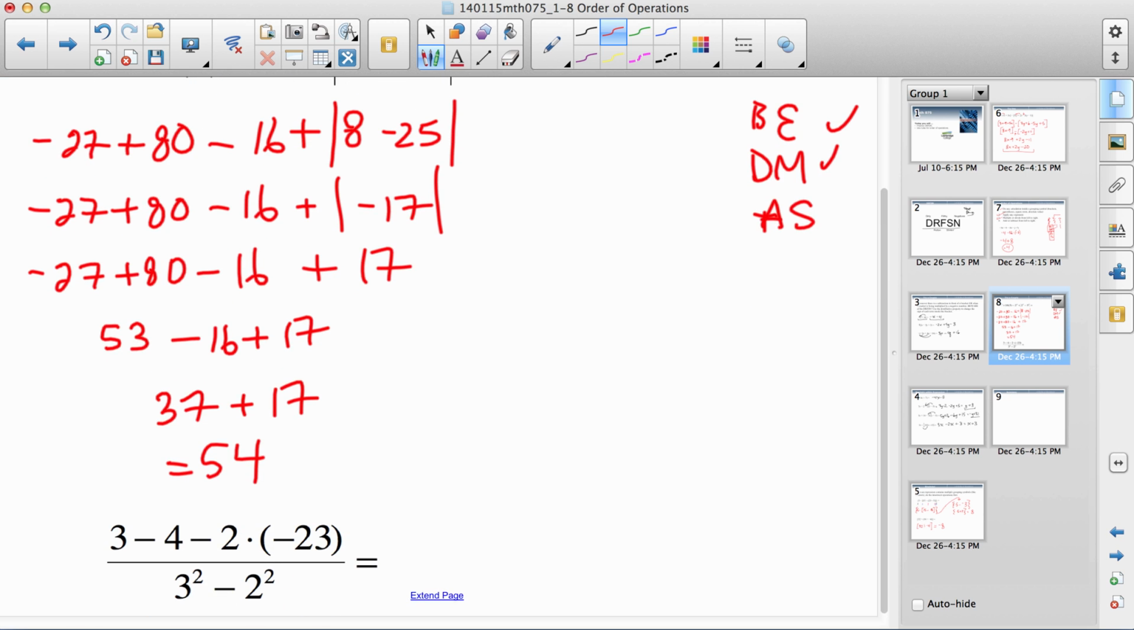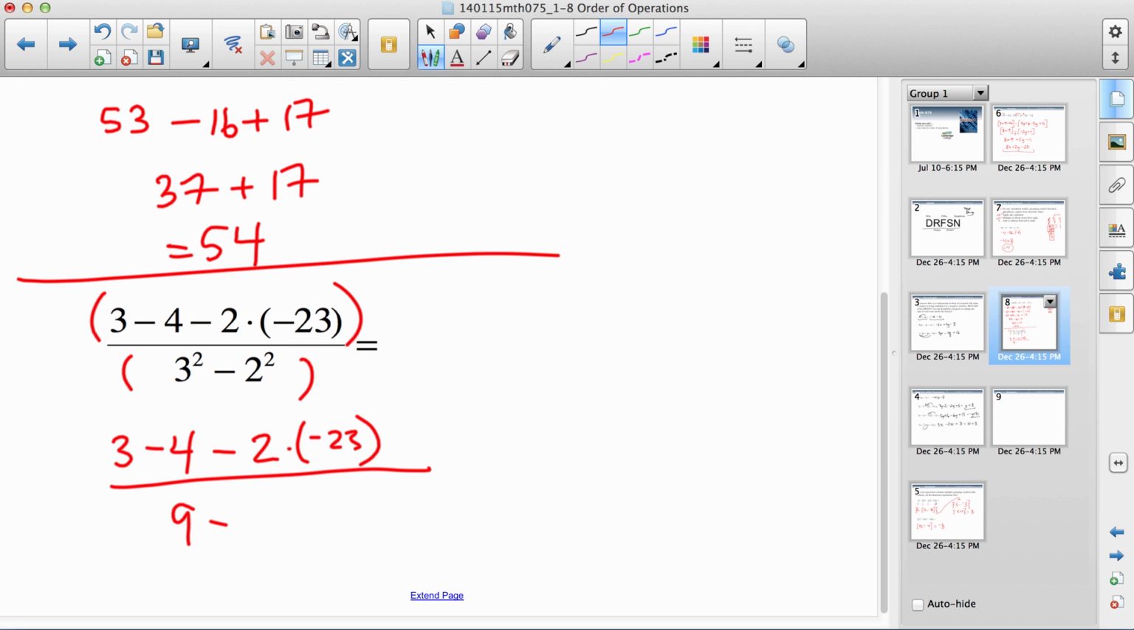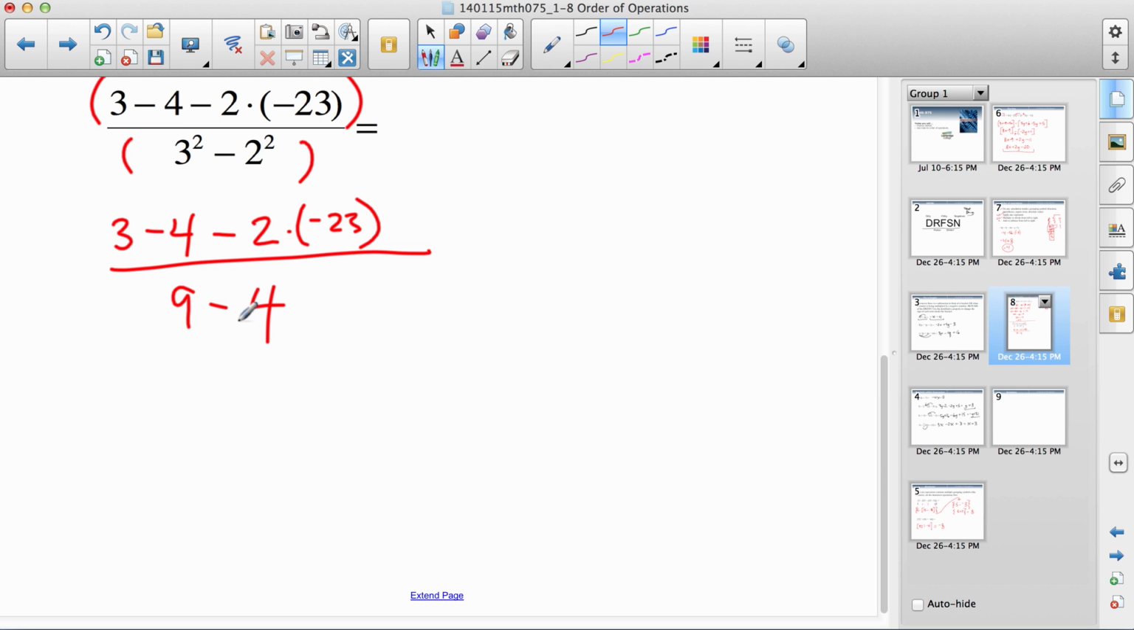Let's try this one at the bottom. Fractions, you gotta like those, eh? Now again, you can treat fractions as do everything on the top, then do everything on the bottom, and then divide. So on the top here, I don't have anything within brackets really that I can do, nor do I have any exponents on the top. I guess I have exponents on the bottom. Let's do those. 3 minus 4 minus 2 times negative 23 over 3 squared is 9, 2 squared is 4. Okay, now I've done all my exponents.